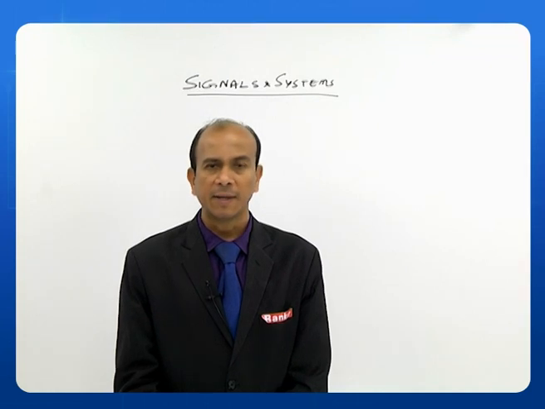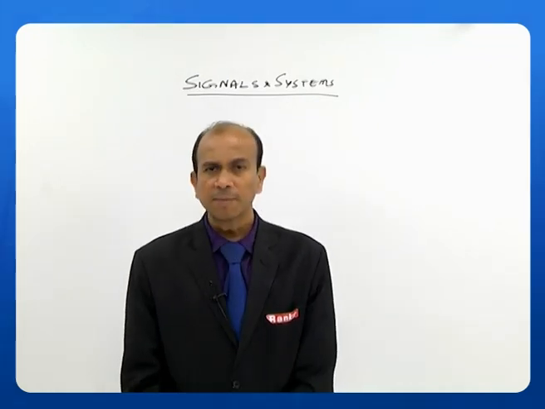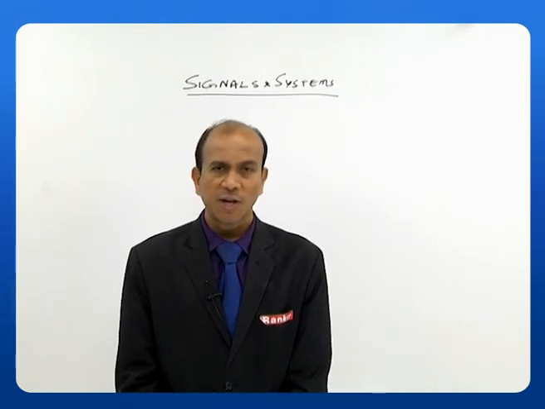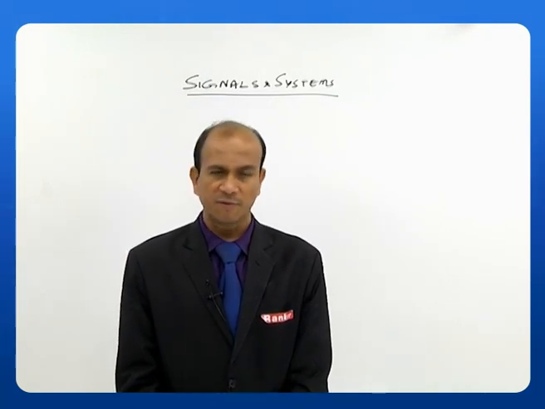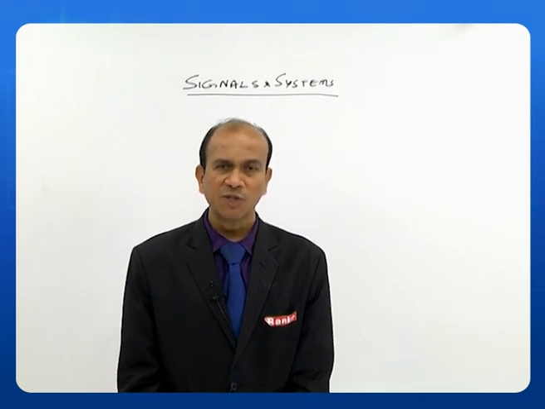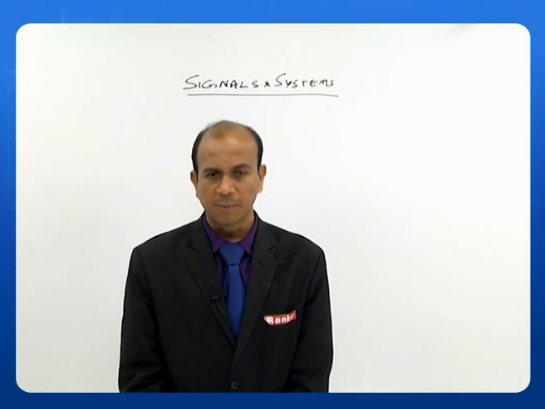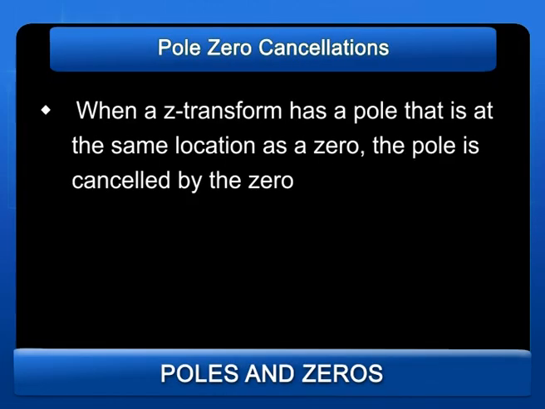Now let us look at a concept called pole-zero cancellations. How can a pole cancel a zero, and what are the effects of it? We have made a passing reference to how a pole and a zero can be cancelled in our earlier example. Now let us look at this.